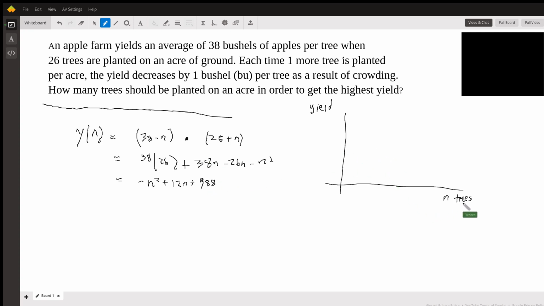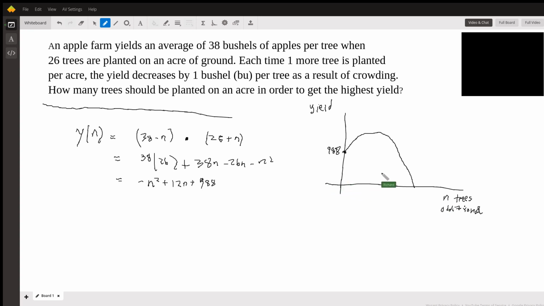So when you don't add any additional trees, you're going to start at 988. The yield is going to be 988. And this is a parabola opening down. You can see because the leading coefficient is negative. So it's going to go something like this. Eventually, if you add too many trees, you'll get no yield at all.